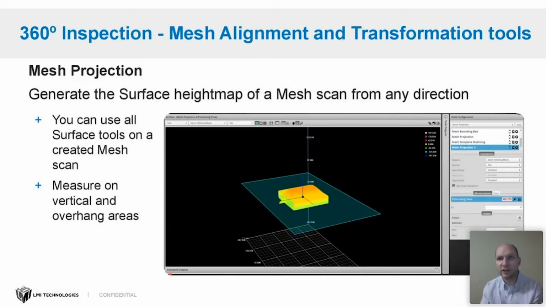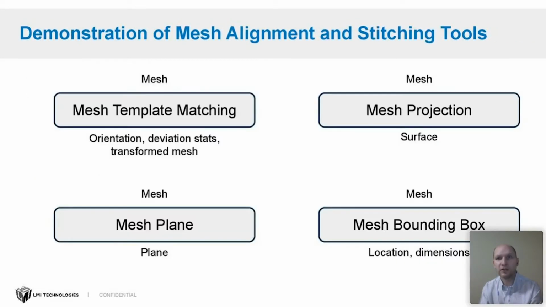So you can take that in as a surface plane, for example, and then it will project everything onto that plane as a height map. So the key thing here is that this allows you to get from mesh to surface and then perform your surface measurements on that projected height map. So I'll just quickly share my screen here to demonstrate what these tools look like. It makes it a little bit more practical for you.